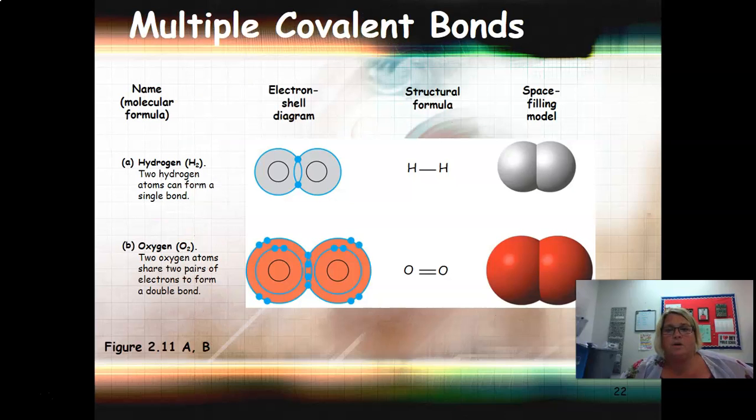So if you look at the multiple covalent bonds, look at A where you have your 2 individual hydrogen. All they're sharing is 1 pair, 1 from each hydrogen. Okay, if you look at B, oxygen has double covalent bonds. So it's sharing 2 pair of those valence electrons. Okay, 2 from one atom, 2 from another. And that way they get to where they're stable and they're happy.